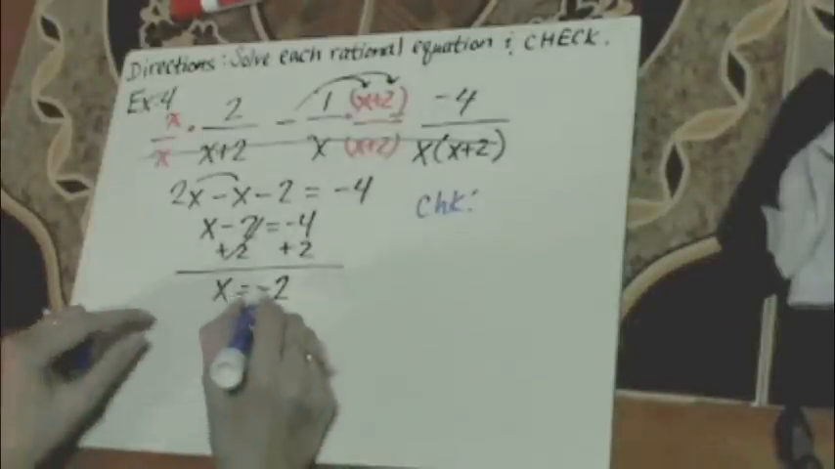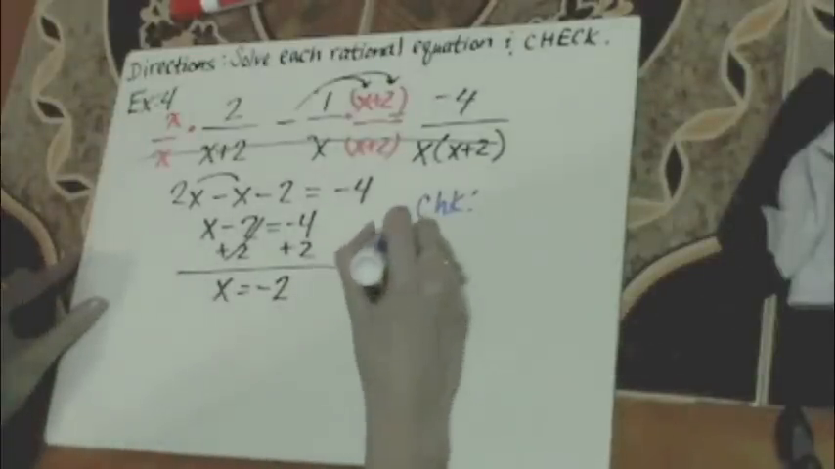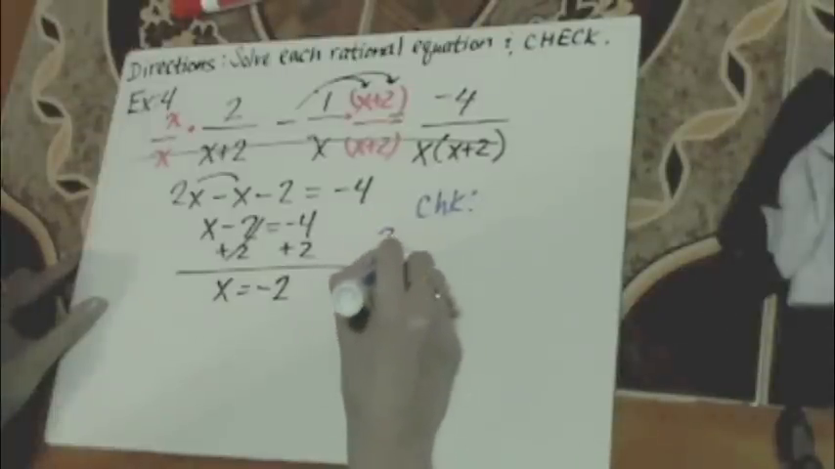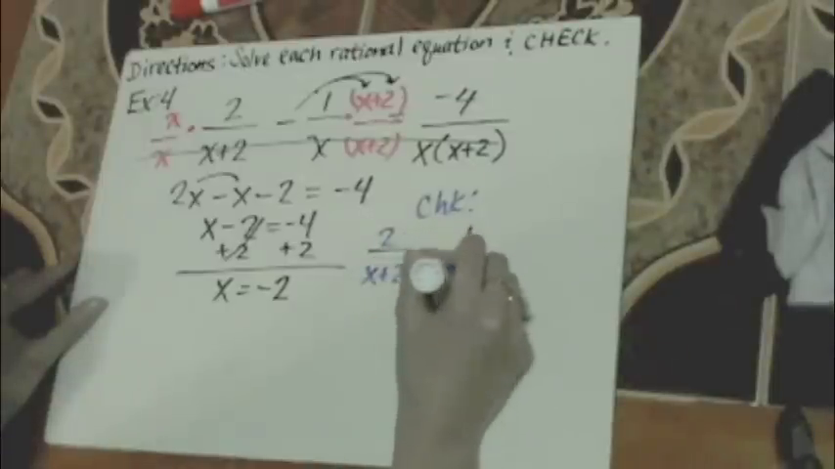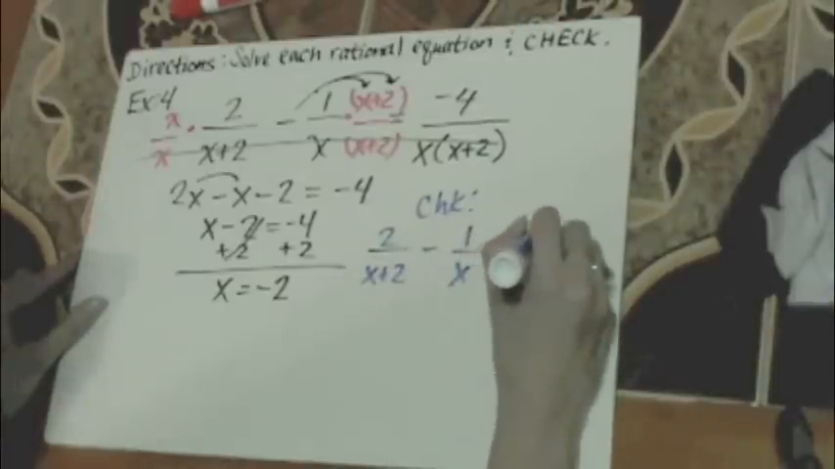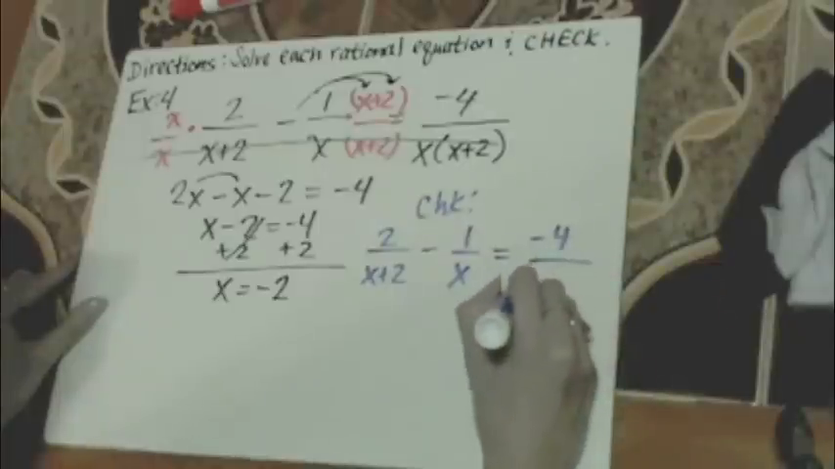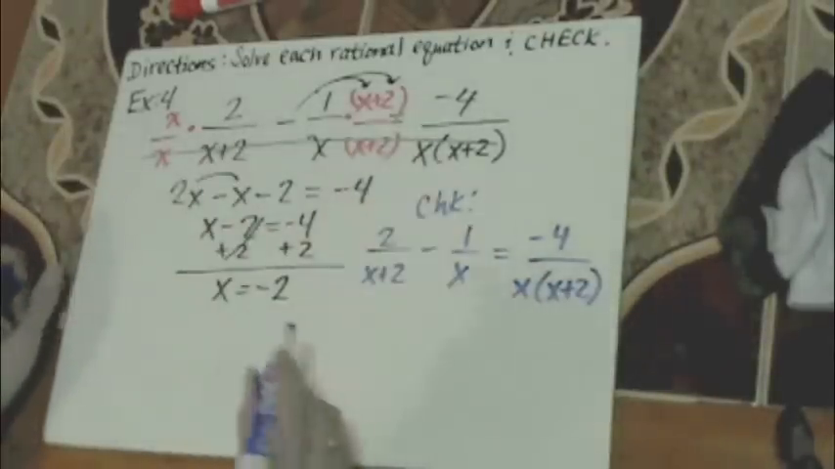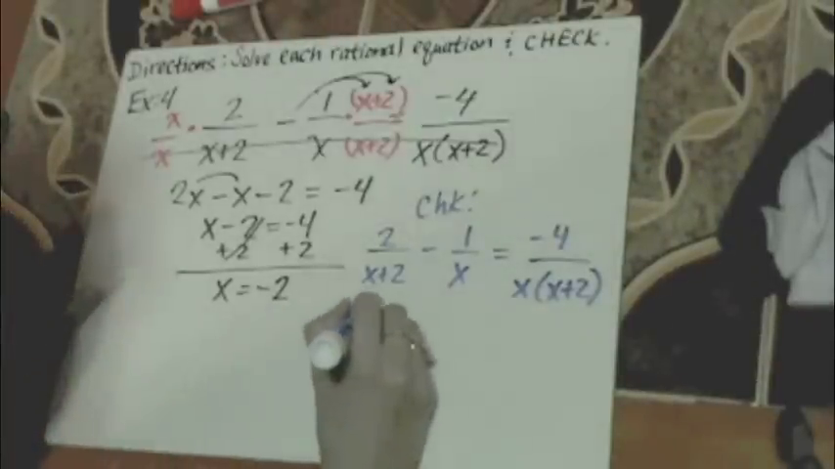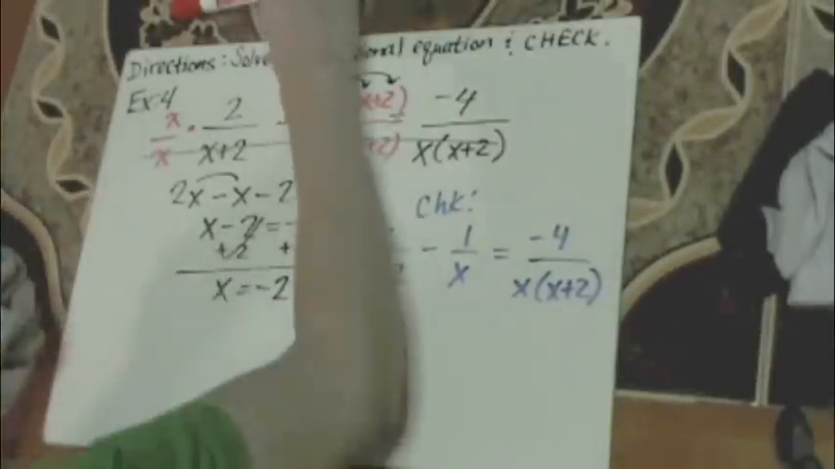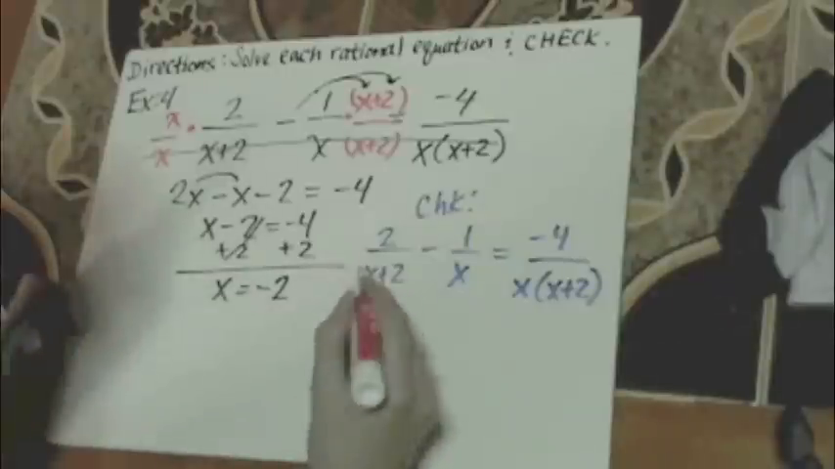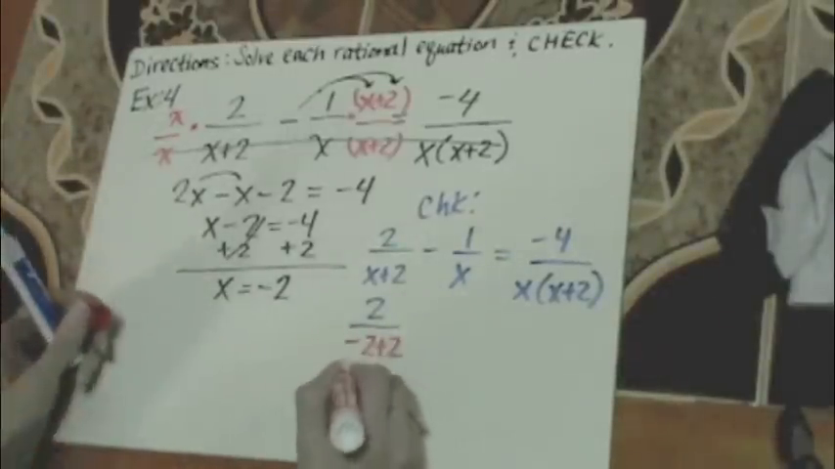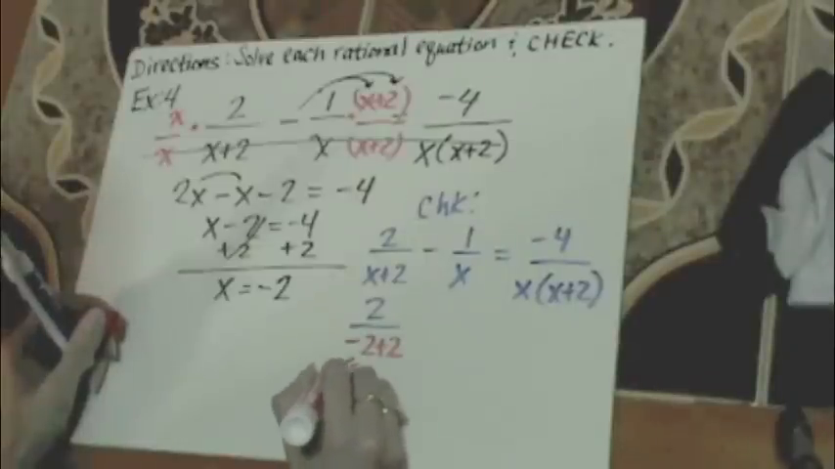So I'm going to check. I can actually write this one down. So this is 2 over x plus 2 minus 1 over x, looking at the black, negative 4 over x times the quantity x plus 2. Look at the black up here in this first line. So I have 2 divided by, I'm going to plug in my negative 2 where I see my x. So negative 2 plus 2. Stop right there. What did you get? This is equal to a 0.